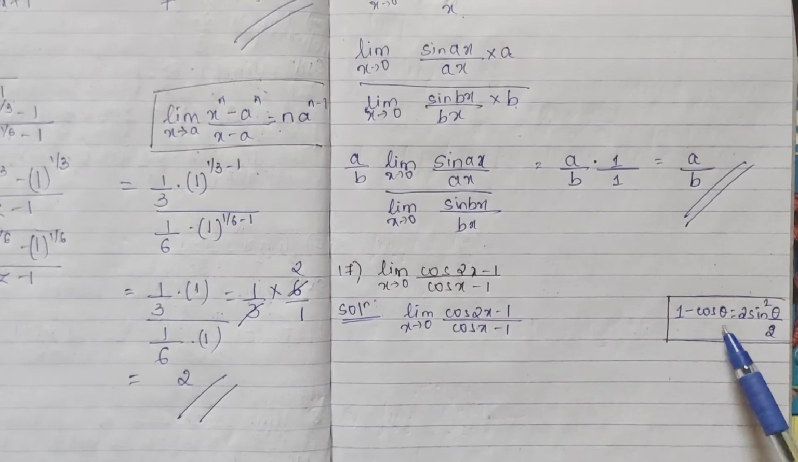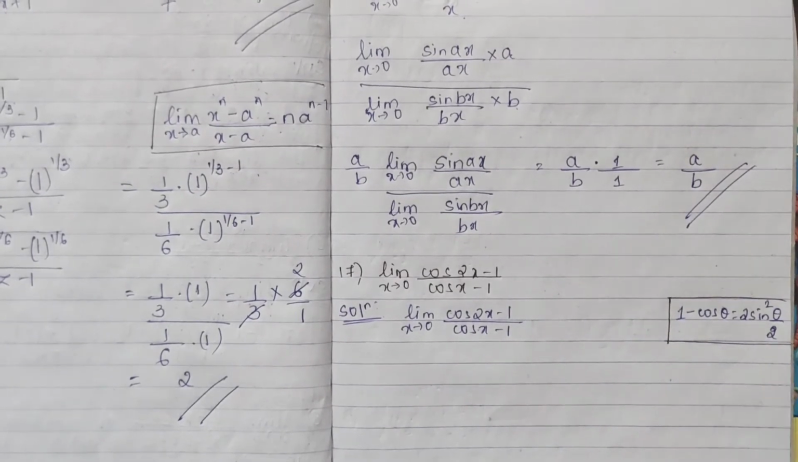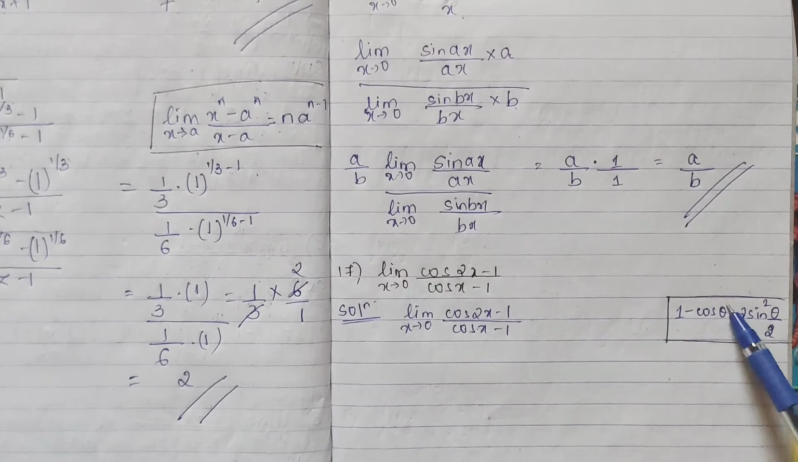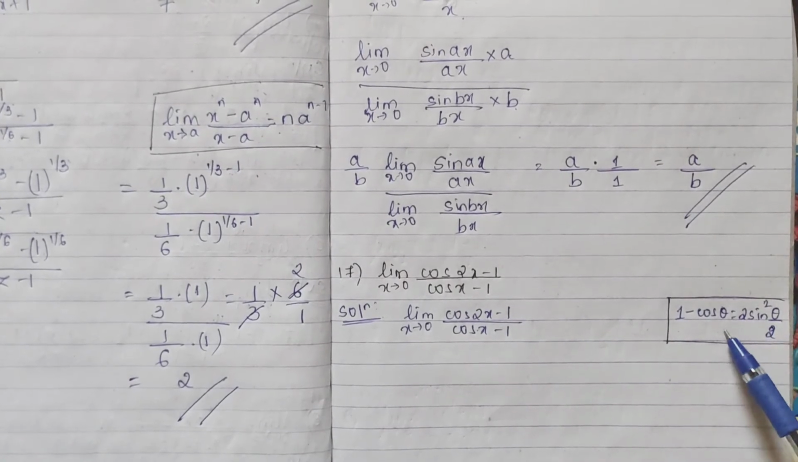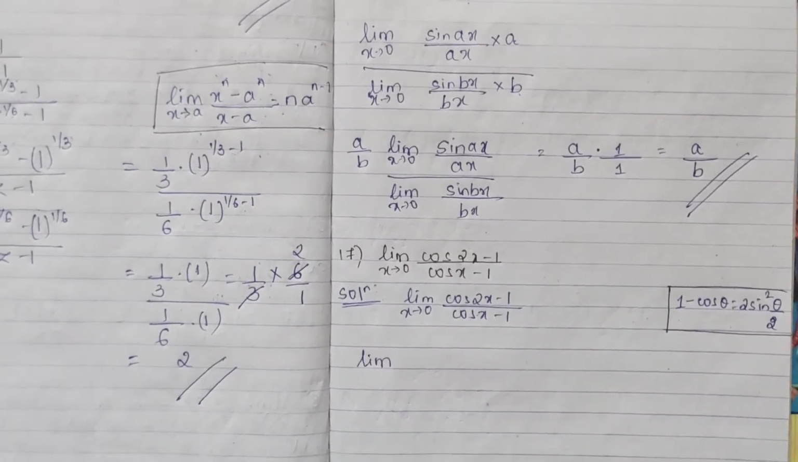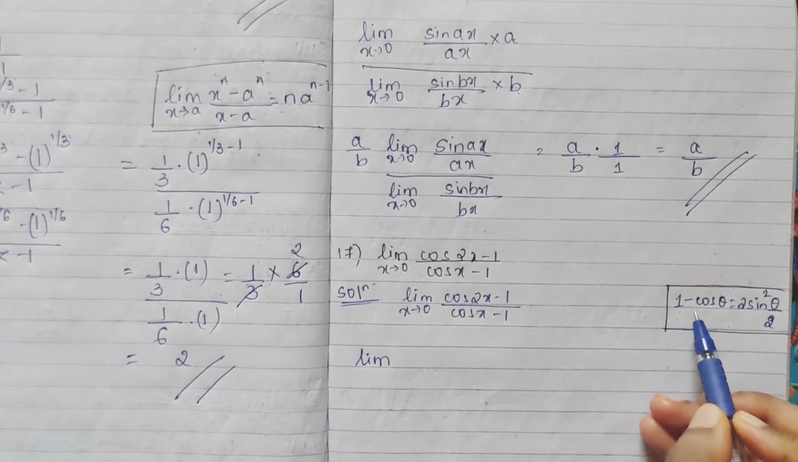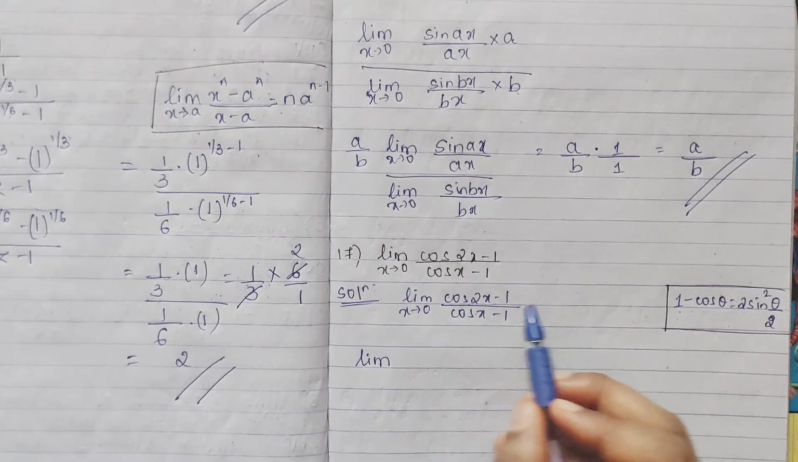You know 1 minus cos theta is equal to 2 sin square theta by 2. Already at the start also I have shown you. When here it is theta, its counterpart will be the half angle, half of this. Now if it is 2 theta, half of this will be theta, right? But as you can see, it is 1 minus cos theta, but here you have cos 2x minus 1. So we will make it in this form.